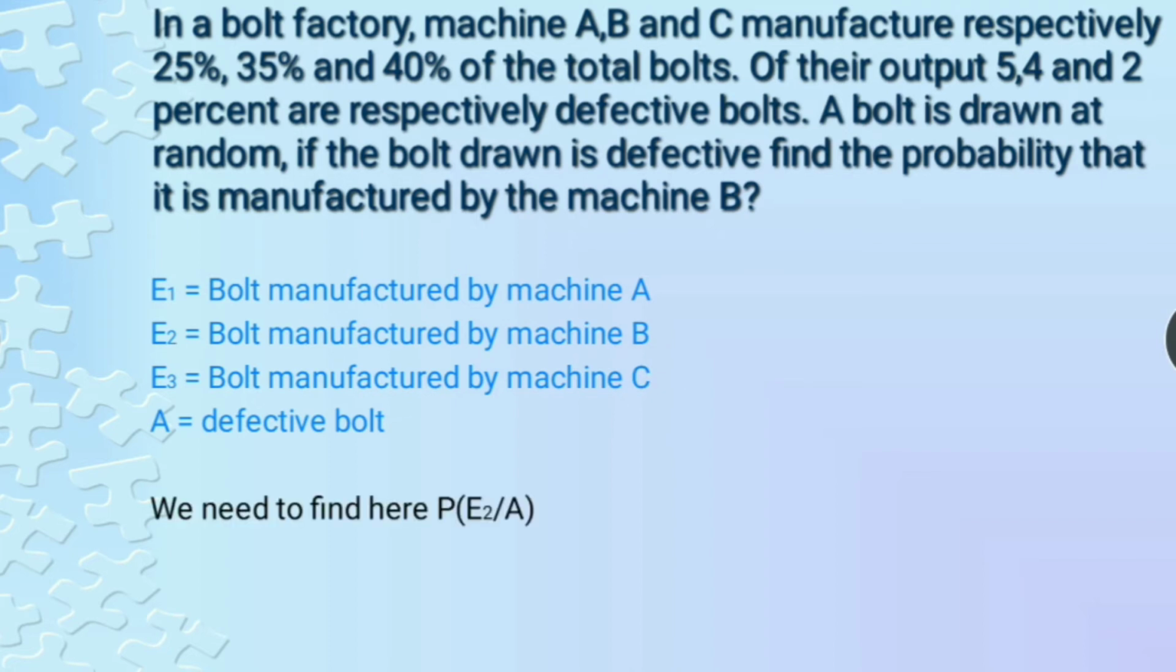And what we need to find out? We need to find out the probability that it is manufactured by machine B. Okay, we have already taken out a defective bolt. We have to see that it is manufactured by machine B. So we need to find out probability of E2 given A, conditional probability that the bolt is manufactured by machine B, provided that it is a defective bolt. So we need to find out probability of E2 given A.